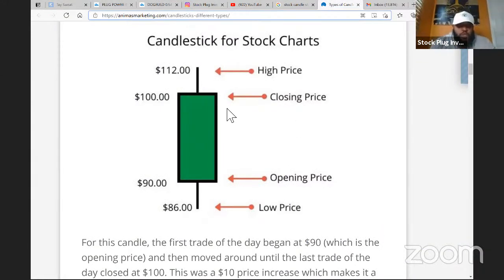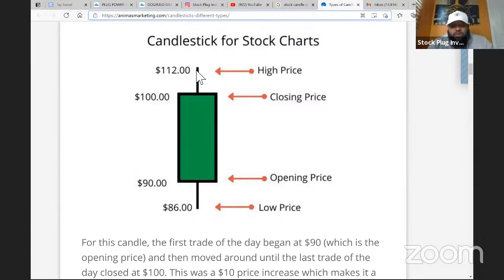This part right here is the body of the candle. The part that's in green is called the body. When it's green, that means the stock went up. It started right here: when the market opened at 9:30, the stock opened here, the opening price. Then it closed right here at the top, the closing price.